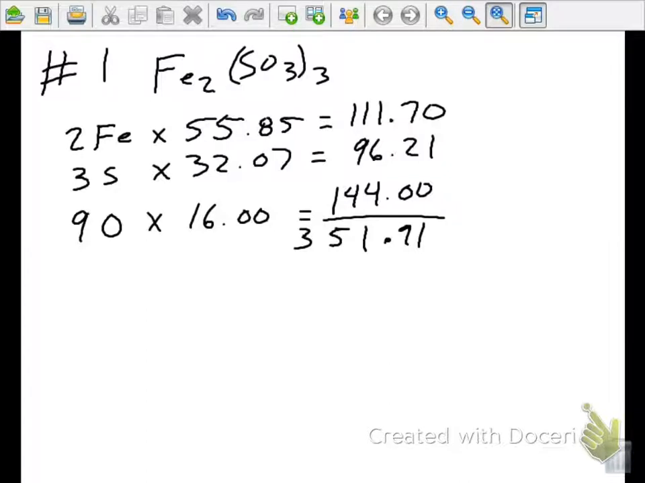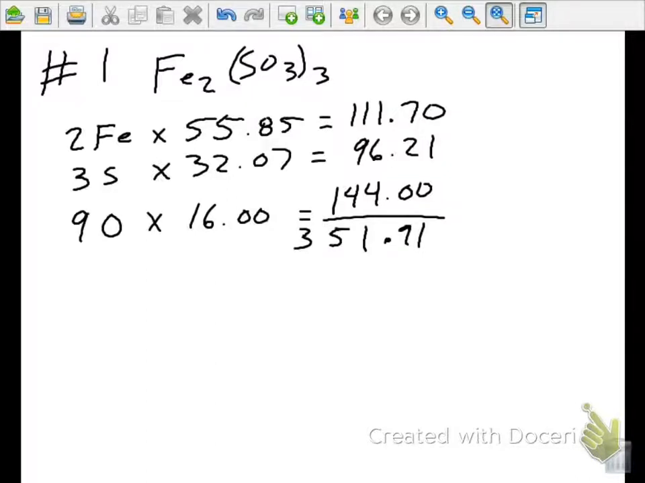Okay, question number 1A. There's 2 irons. SO3 is in parentheses, so that 3 is a multiplier through both the sulfur and oxygen. So that would make it 3 sulfurs and 9 oxygens.